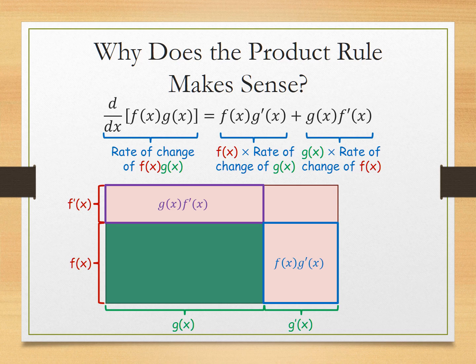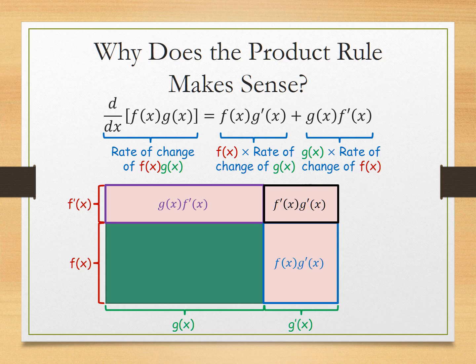There's a third area in this diagram, f prime(x) times g prime(x), which is the change in height times the change in width. And it's missing from our product rule, right? Our product rule only has two terms. The first term is this purple area. The second term is this blue area. So it's representing part of the change, but it's not representing the whole change.